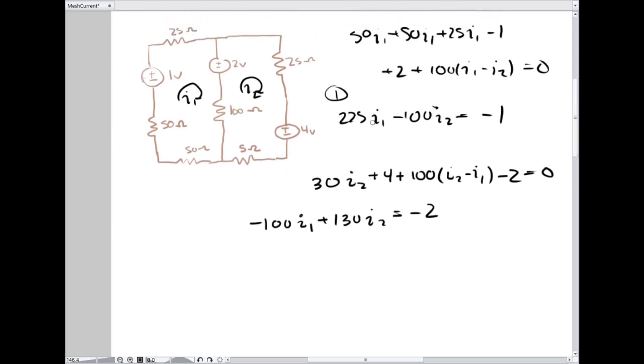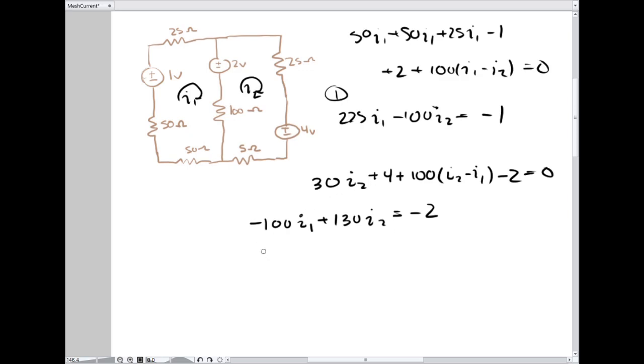I'm going to look at this again. So 225: I have 50 plus 50, it's 100, plus 25 is 225. Minus 100, this is conjoining on the other side. Plus all the voltage, which would be a minus 1 and a plus 1, plus 2, which is plus 1, move to the other side, minus 1. For this equation, the sum of all the resistances is 130. The other side is 100, and the voltages are plus 4 and minus 2, which is positive 4 and minus 2 on the other side.